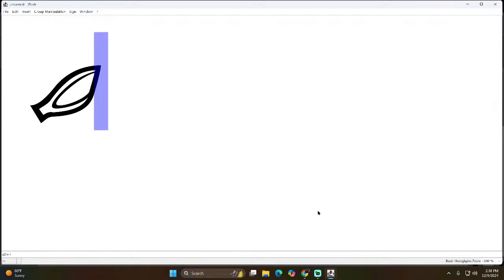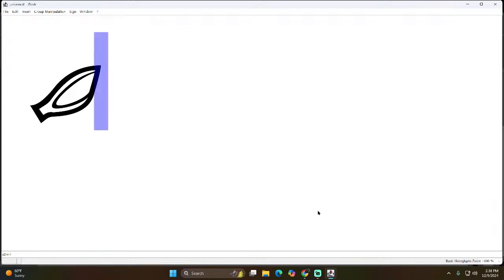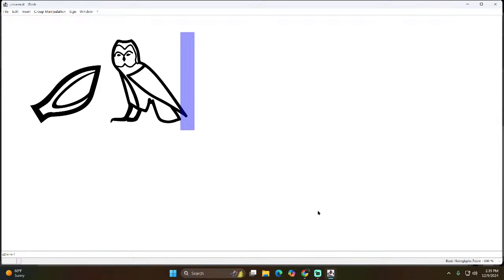And sometimes it'll have an M after it. That word is sejem. Even if you just see the ear, it is sejem. S, D, J, M. Sejem. It means to hear. You can see it written like this with the phonetic complement after it. It means hear.